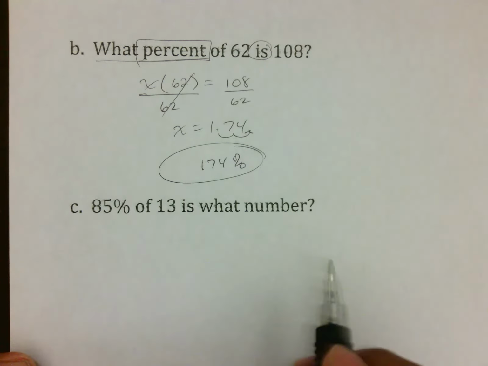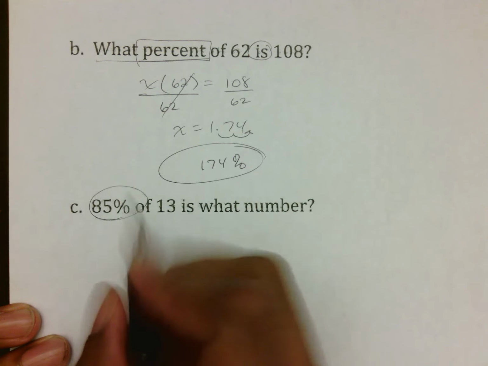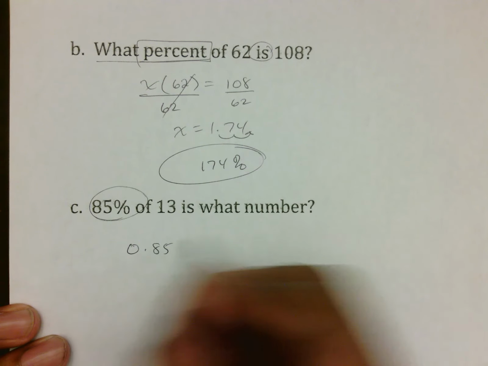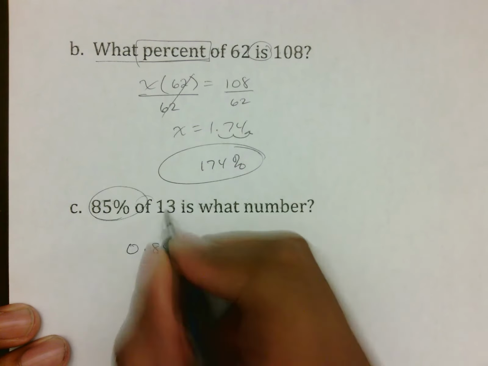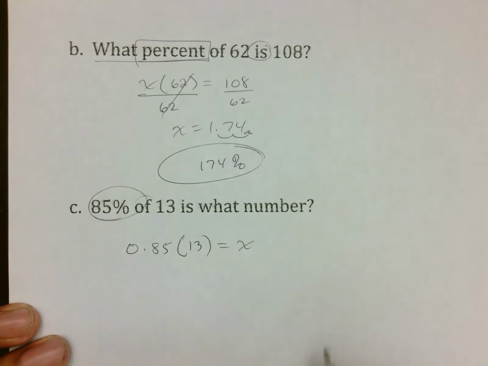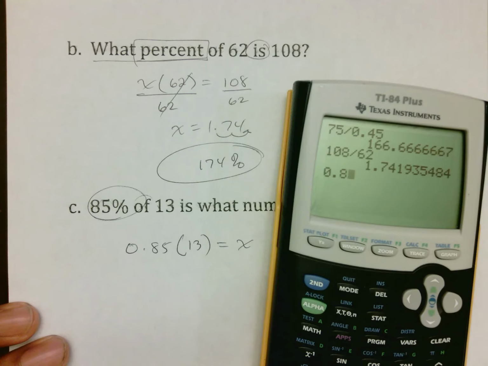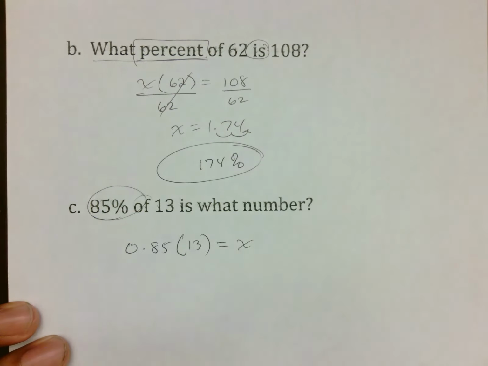Last example before we get ready to go. 85% of 13 is what number? Again, 85% we write as a percent decimal. Of means times, 13. Is means equals what number we don't know. Notice this one doesn't even offer anything in terms of difficulty. You just type 0.85 times 13 equals, and you get 11.05.